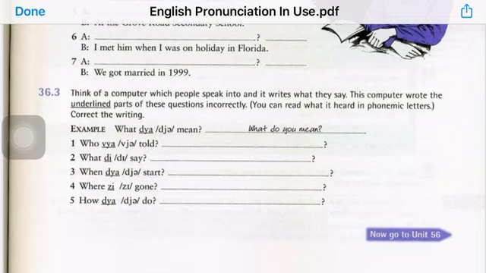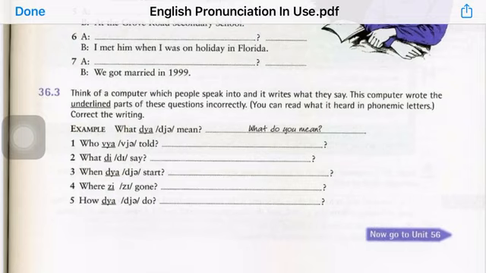So let's start with the example. What do you mean? It stands for what do you mean? Because it was pronounced in very fast speech, the do and you were combined together, and both of them were pronounced as if they were a single syllable. So instead of saying do you, we say dya. What do you mean?